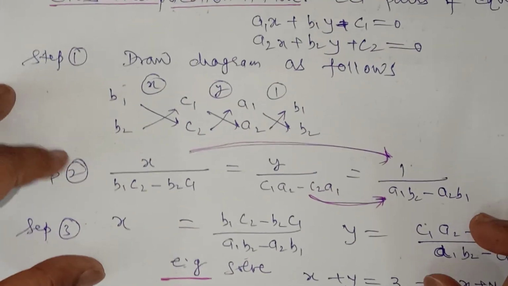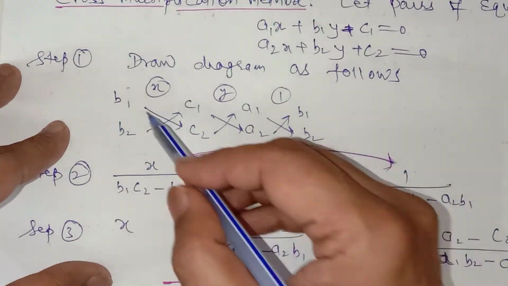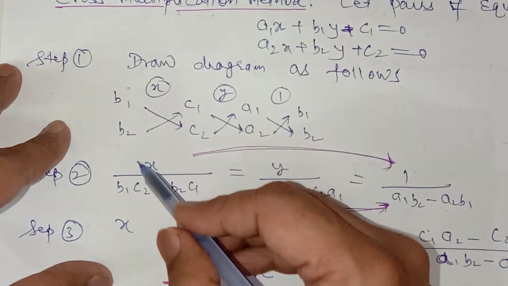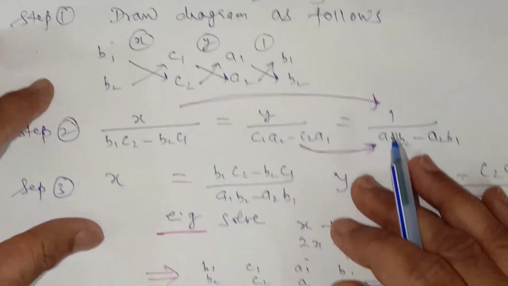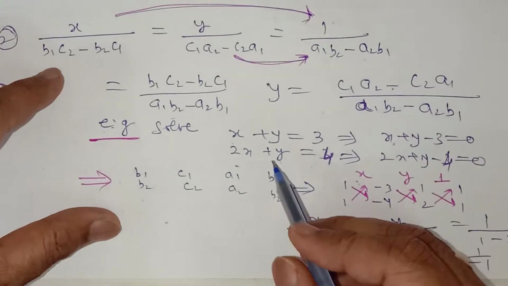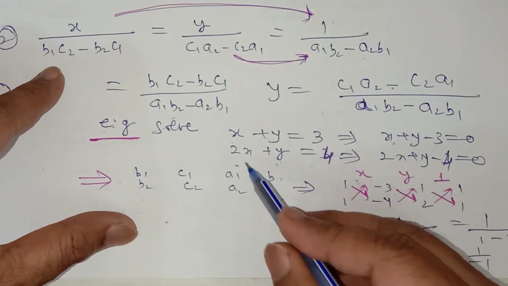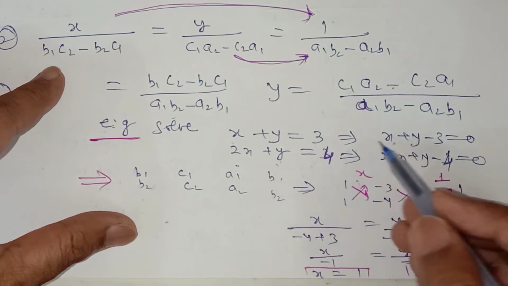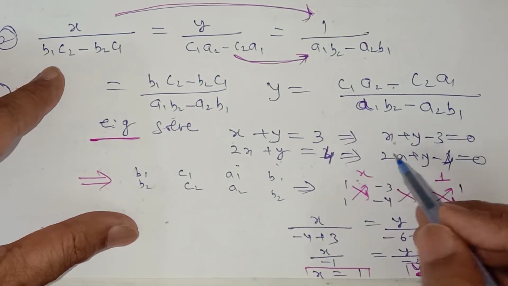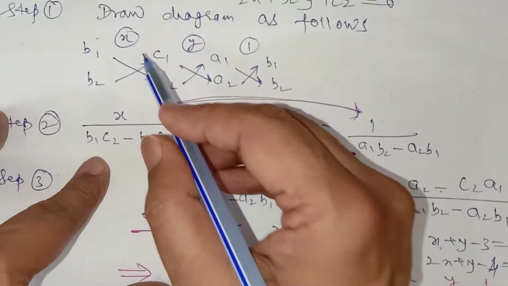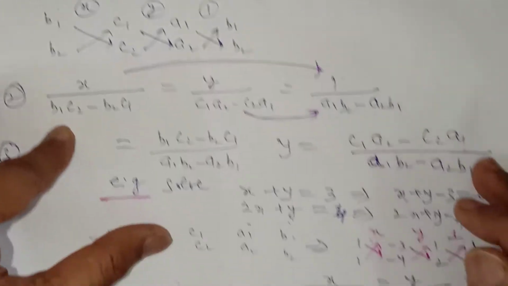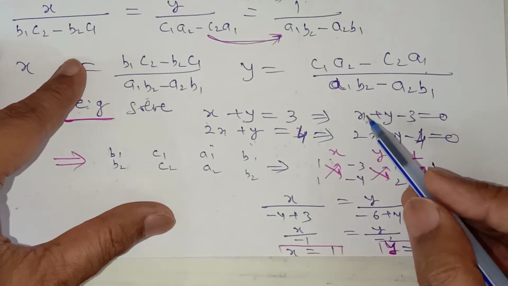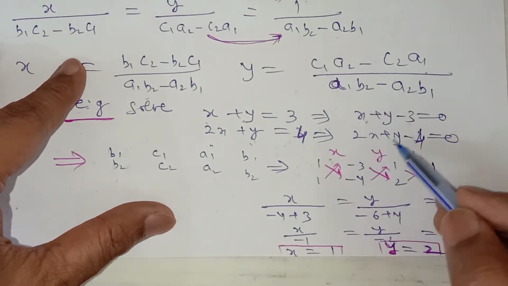So this is the cross multiplication. You have to arrange these coefficients always in this form: b1, b2, c1, c2, a1, a2, b1, b2, like this. Let us take an example. We have the equations x plus y is equal to 3 and 2x plus y is equal to 4. First of all, take the constant to the left hand side, because the equation should be of the form a1x plus b1y plus c1 equal to 0. So this is a1, a2, b1, b2, c1, c2.